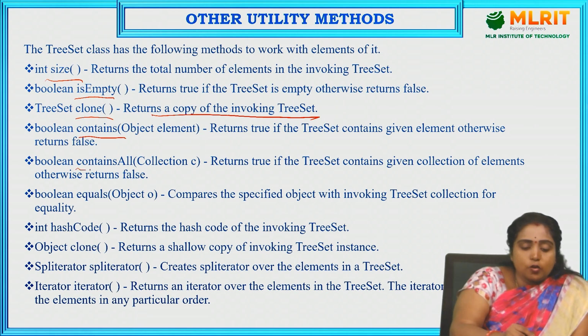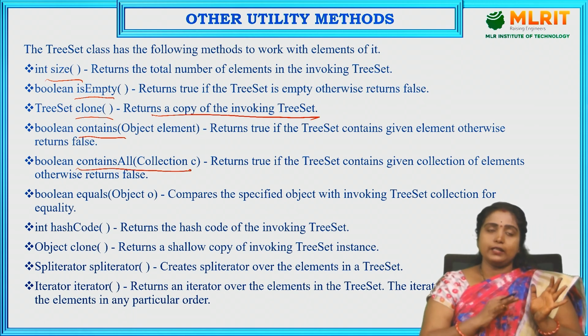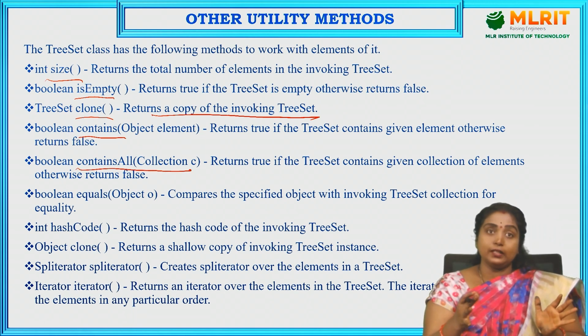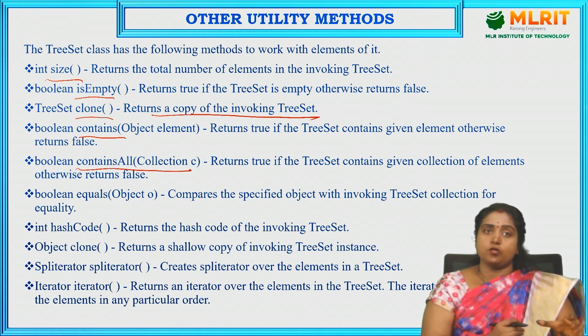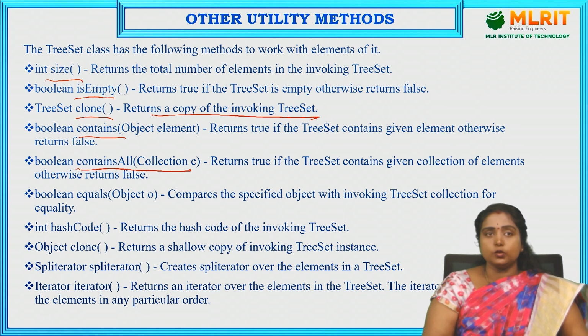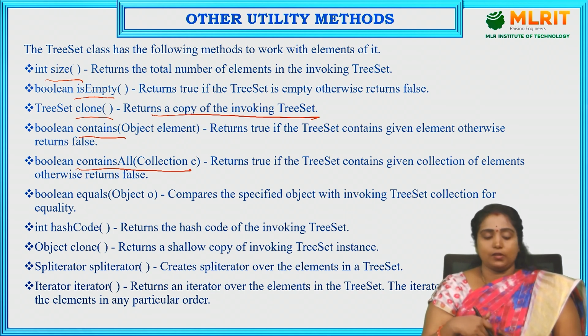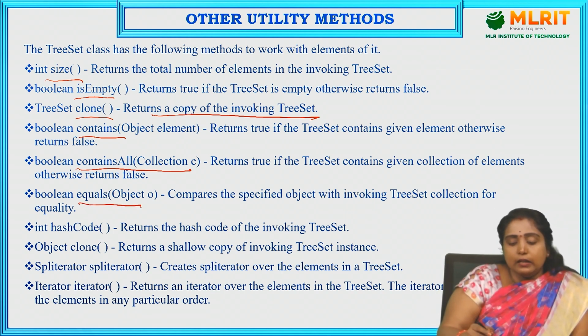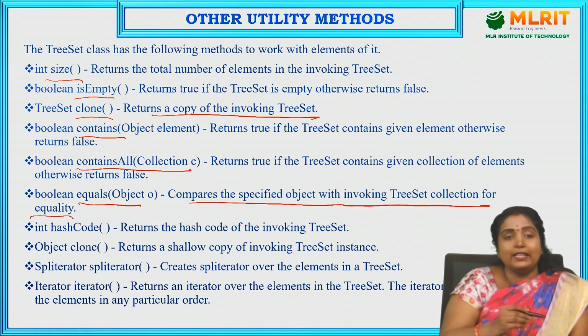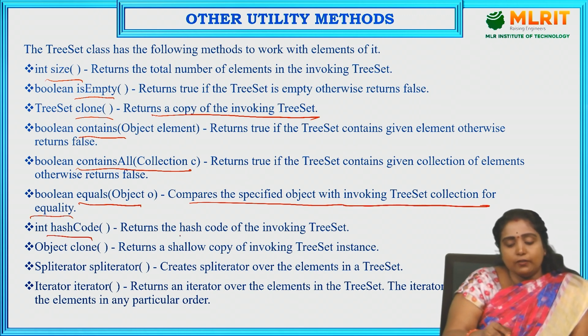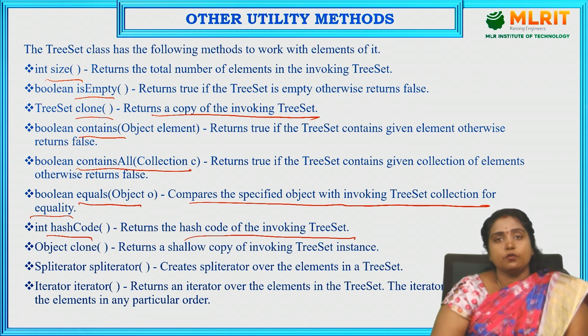And containsAll is a method. You are providing a collection of elements. It will check whether all the elements of that collection are present in the TreeSet or not. If the elements are present, it will return you true, else it will return you false. Next, equals, it will compare the specific object with the invoking TreeSet collection for equality. And hashCode, it will return you the hash code for the invoking TreeSet.